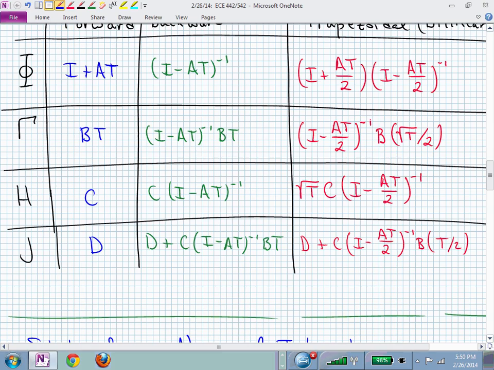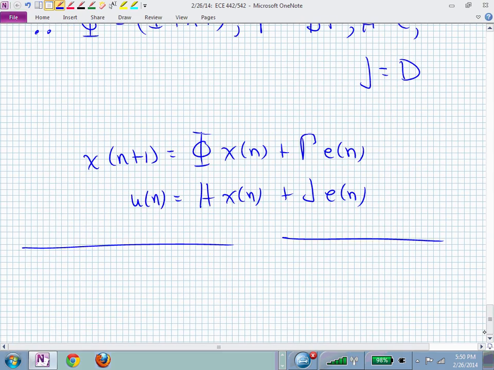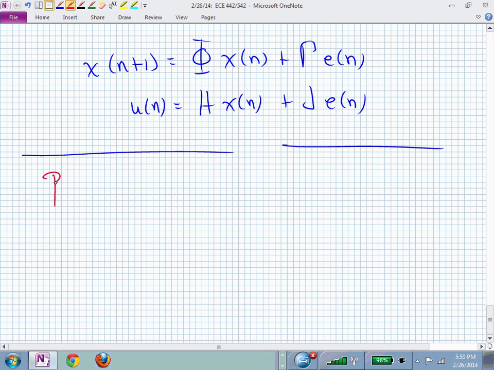So let's now step into this one. This is now the red column, and you might see this referred to as the bilinear rule for numerical integration, or the trapezoidal rule.